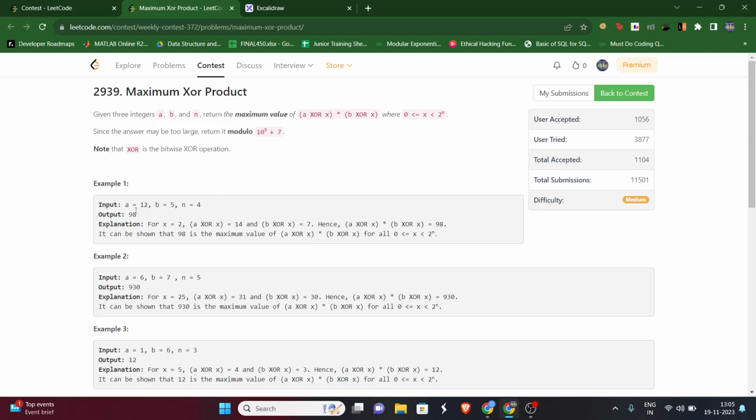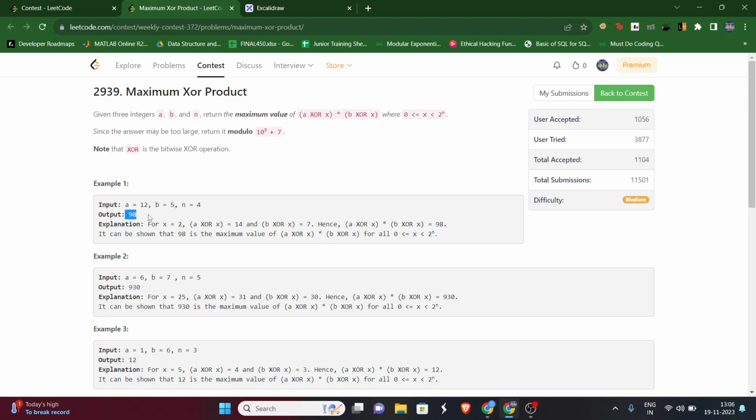So let's look at one example first. What it is saying over here is if a is 12, b is 5 and n is 4, then we can choose any number less than 2 to the power 4, that is, less than 16. So if we choose x equal to 2, then a XOR x times b XOR x, if we multiply it, we get 98, and that is the biggest possible answer. So in that scenario we have 98 as our answer.